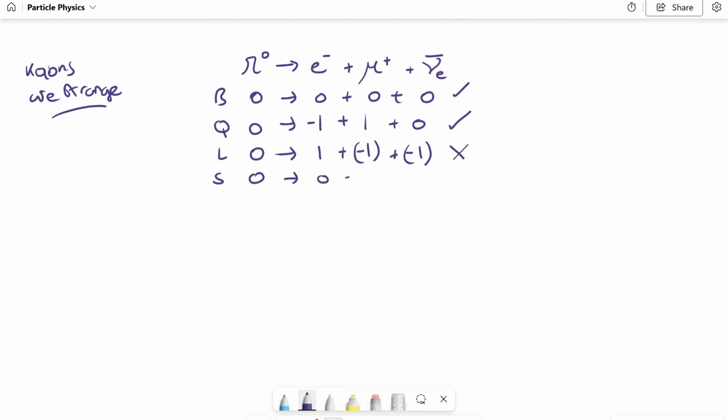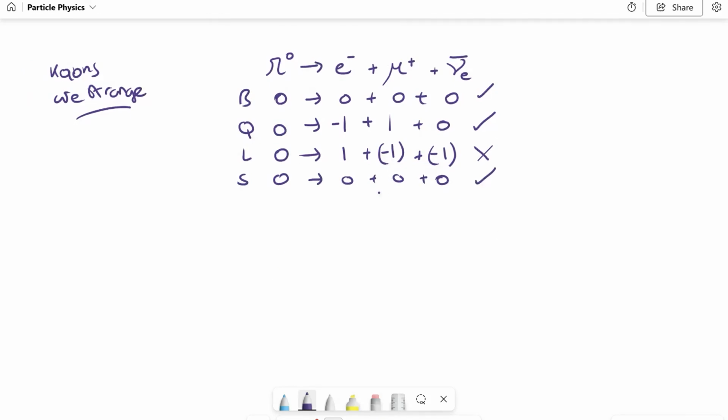Again, strangeness we'll look at. That's fine because none of them are strange. So we know that this is not allowed, as lepton number is not conserved. So just one of those lines not conserved means the whole interaction is not allowed. So lepton number not conserved, this one not allowed.